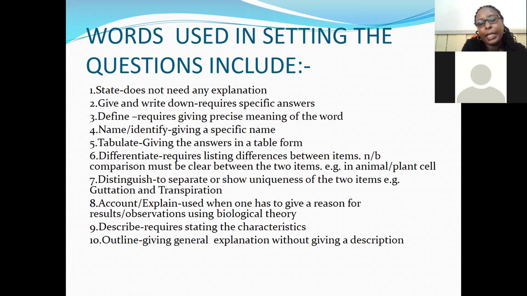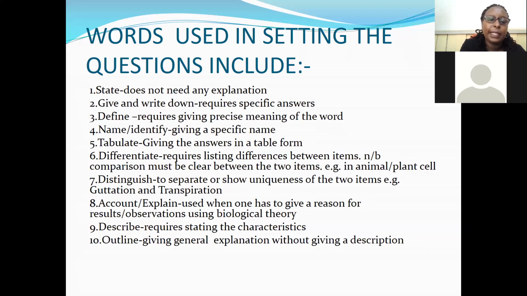Another word we use is to tabulate. When a question is asking you to tabulate, you are going to give the answers in table form. A good example, if you have to tabulate the differences between the animal and the plant cell. In such a case, you're going to use a table. You're going to have the two sides, one side for the animal cell, the other side for the plant cell, and give the differences in table form.